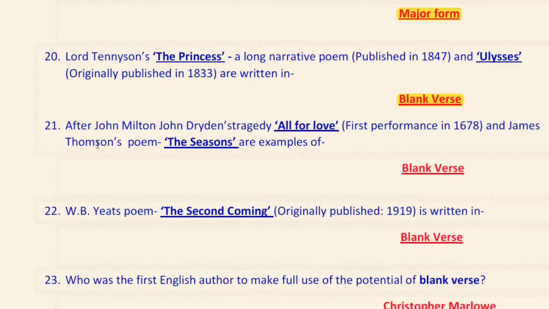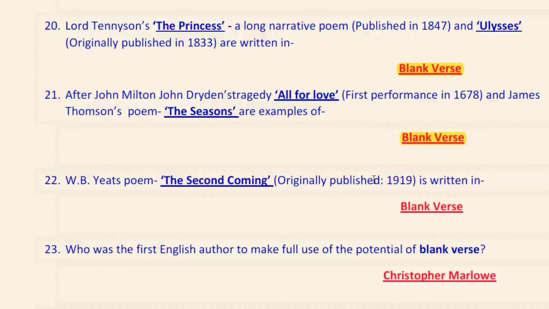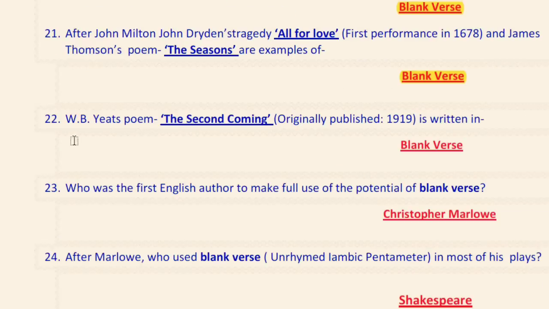Question number 21. After John Milton, John Dryden wrote his tragedy All for Love, which was first performed in 1678, and James Thomson's poem The Seasons. These two are examples of. The answer is blank verse. Question number 22. W.B. Yeats' poem The Second Coming, originally published in 1919, is written in. The answer is blank verse.